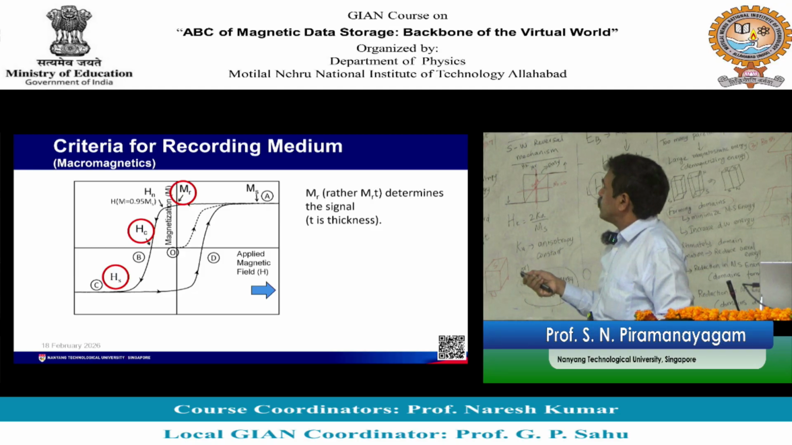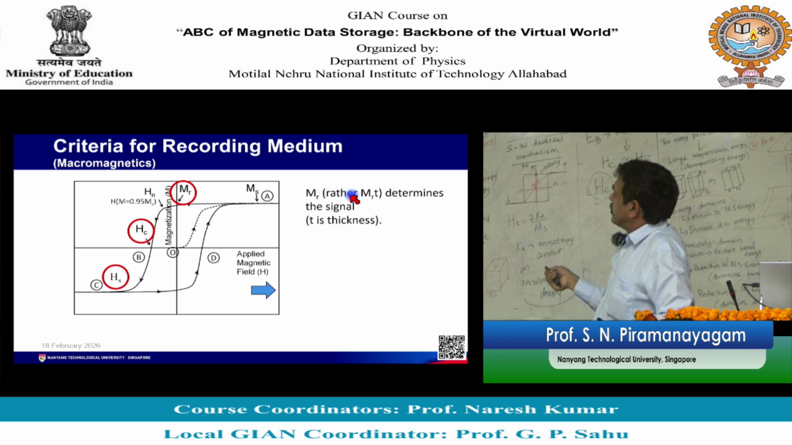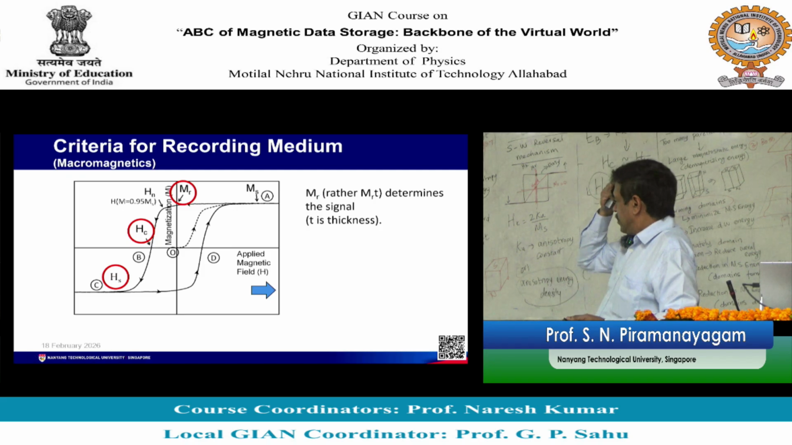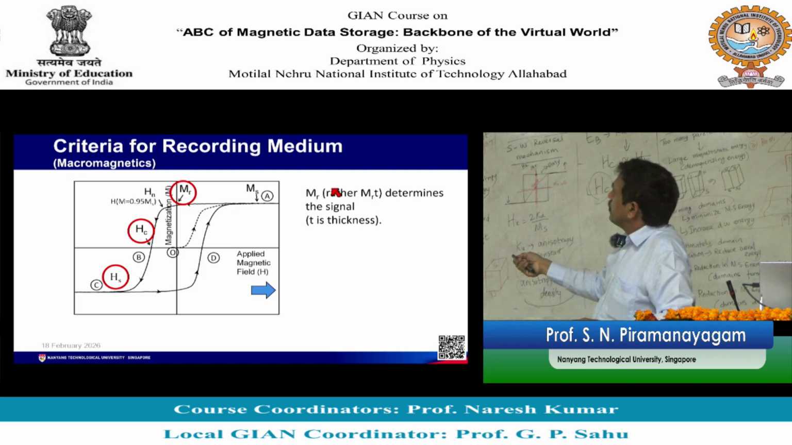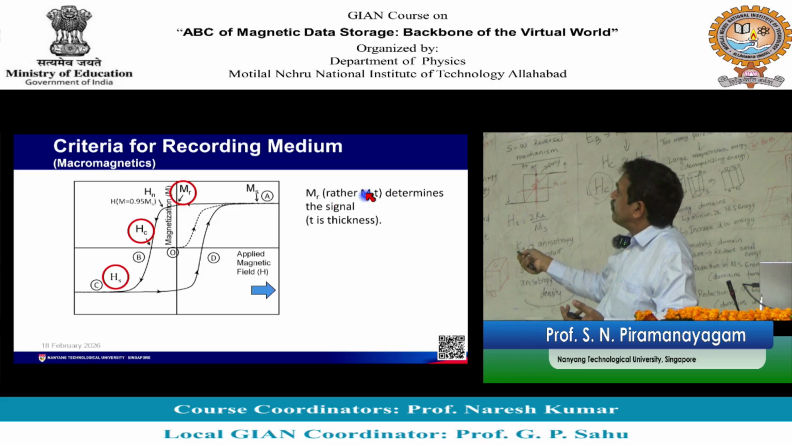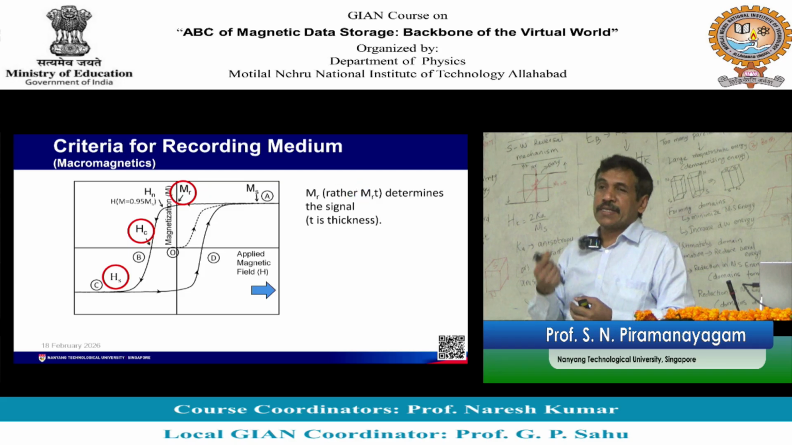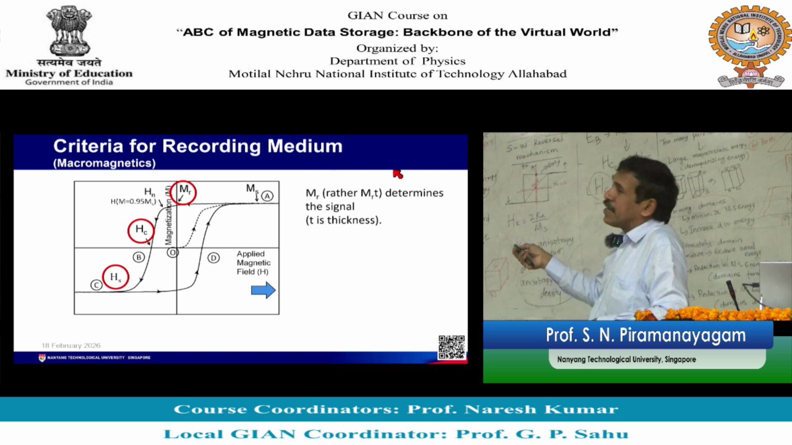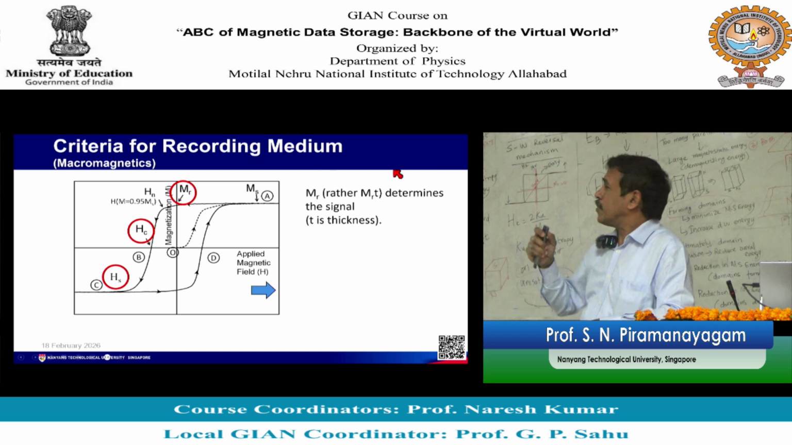Firstly, I want to say that MR determines the signal that we get for reading information. Rather, MR multiplied by thickness. You have a magnetic film of a certain thickness and that magnetic film has a certain MR. If you multiply MR by thickness, you have MRT. This MRT determines the signal that you get for reading information. The larger the MRT, the larger the signal; the smaller the MRT, the smaller the signal.